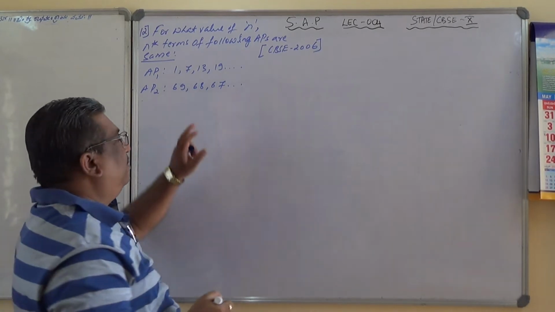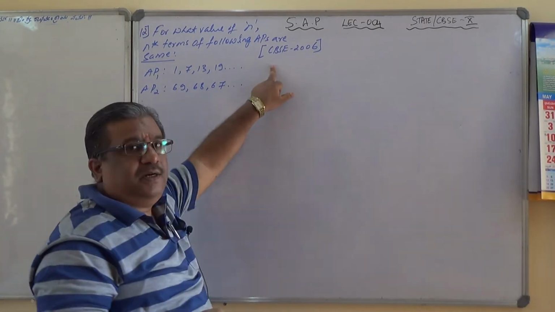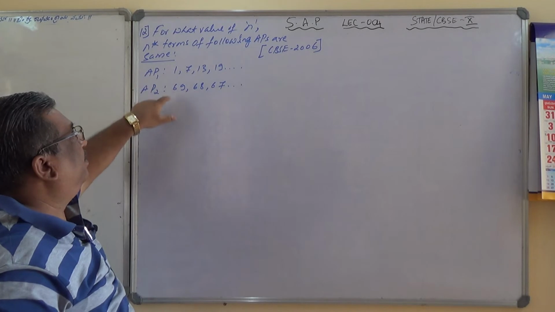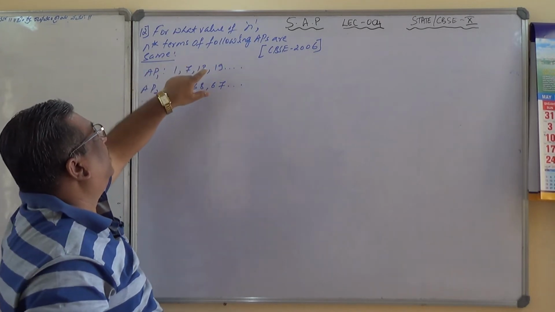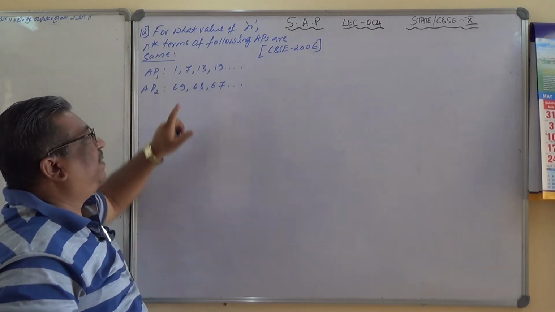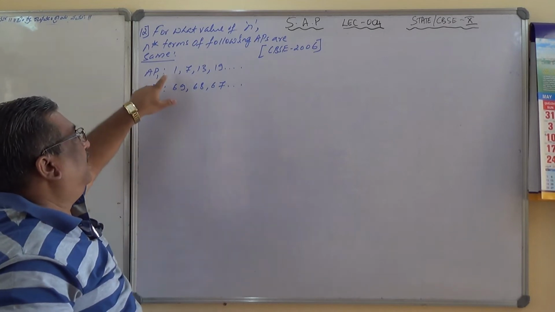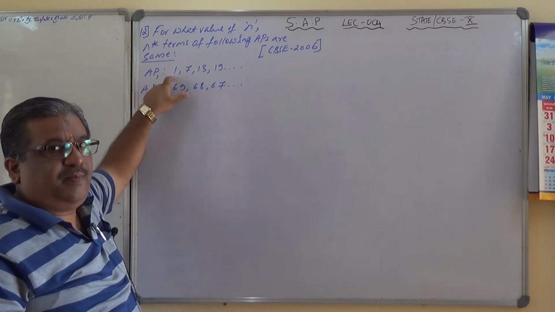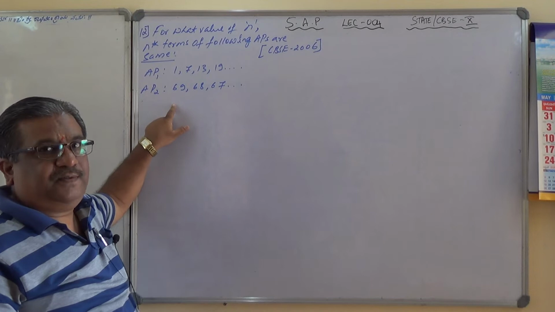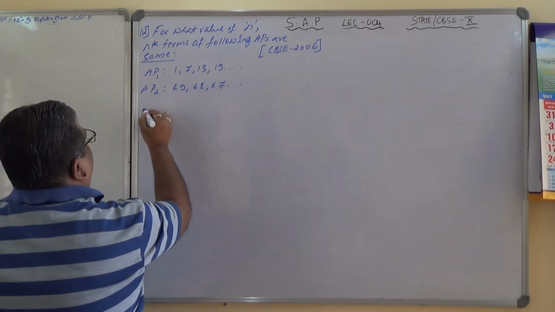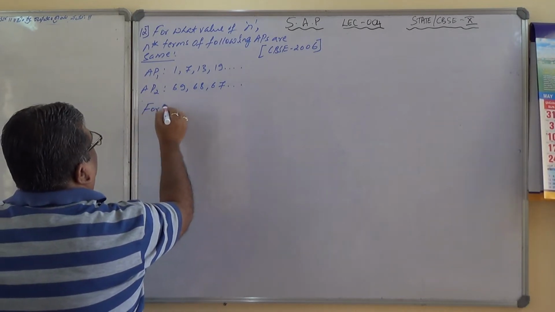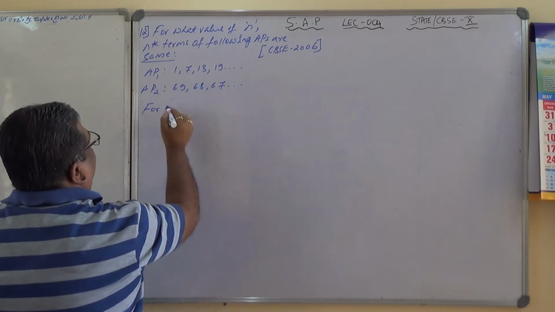Let me take one important numerical which had appeared in 2006. Two APs are given to you, and for what value of n are the nth terms of the following APs the same? I'll consider an as the nth term of this AP and a dash n as the nth term of this AP. So, solution for the first AP.